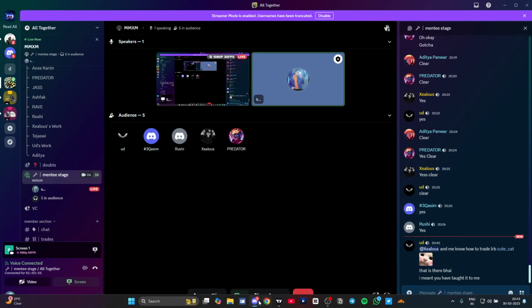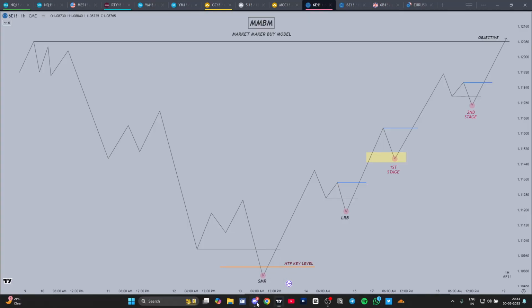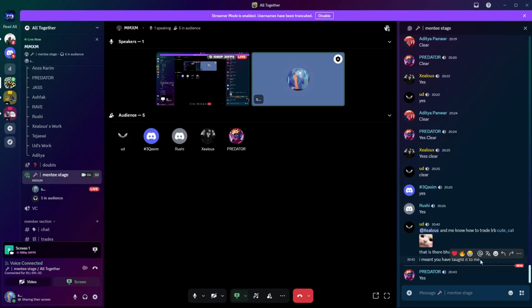Okay, was this clear? How to spot LRB, first stage, second stage? Will you people be able to spot? I showed you a way. Count after this leg has formed, count 0, 1, 2 on the legs which make price go higher to the objective. This leg isn't making price go higher, right? This didn't make price go higher. So this would be LRB, not this. This wouldn't be the leg making price go higher. This is the leg, right? Is this clear? Yes. I have taught a bit of that, but not everything.